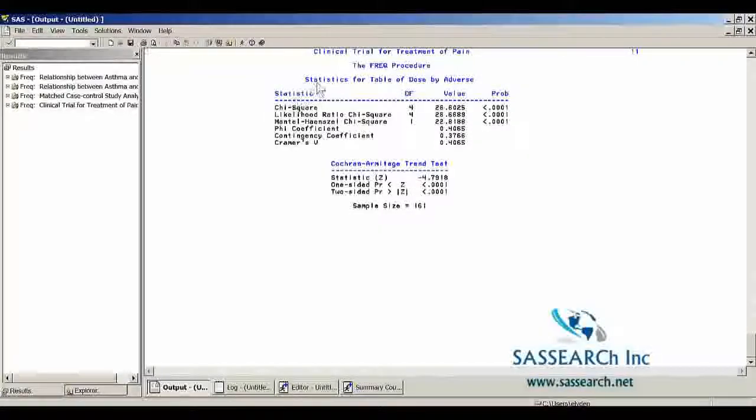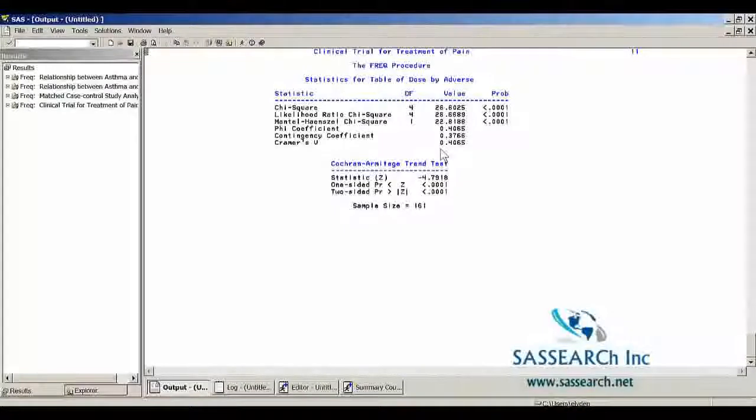And now if we look at our statistics, we're going to want to focus either on the Mantel-Haenszel chi-square, which is a 1 degree of freedom test, and we see that it's highly significant, less than 0.0001. So that's one test of trend, the Mantel-Haenszel chi-square. The other test of trend is the Cochran-Armitage trend test. And again, we see that it's highly significant.